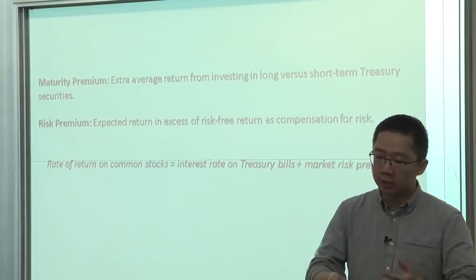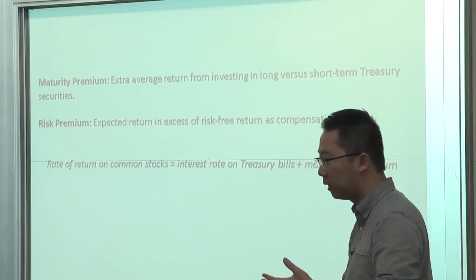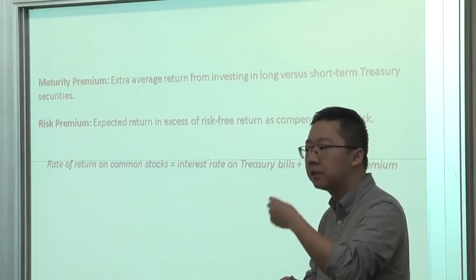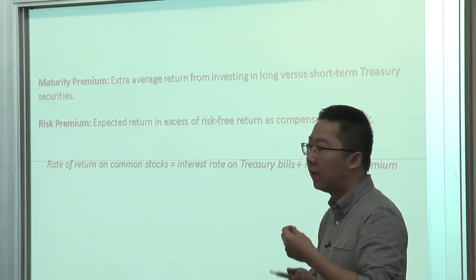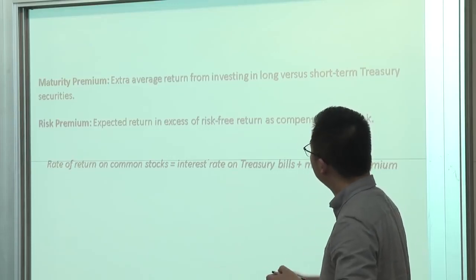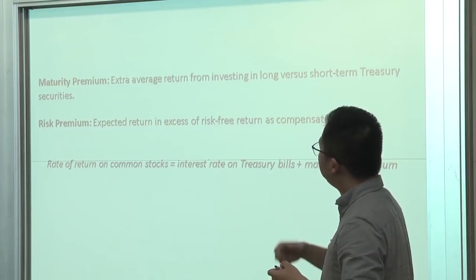So a stock's return should be the risk-free rate plus the risk premium, which compensates for the actual risk you take on top of risk-free securities like treasury bills. So there are two kinds of premium.